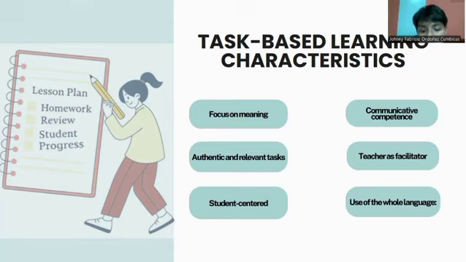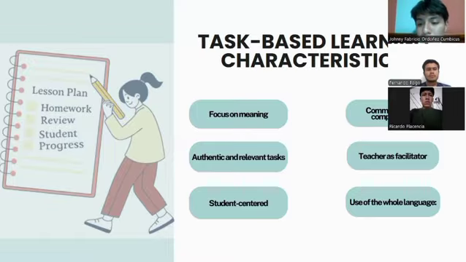Another one is communicative competence. The approach encourages the students to use the language creatively and spontaneously. Here the teacher is the facilitator. The teacher's role is to guide and support students by providing resources and feedback. And the last one is that in this approach, students use the whole language, so all the language skills are integrated and used as needed to complete the task.